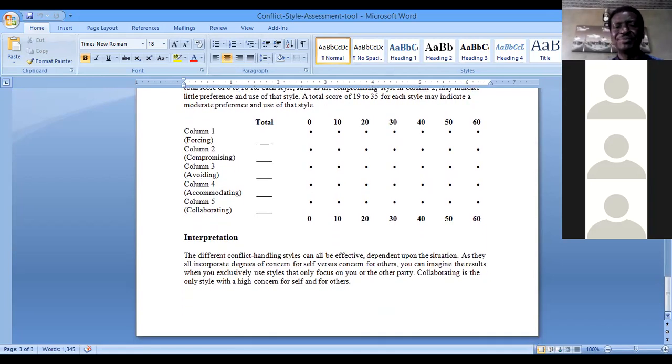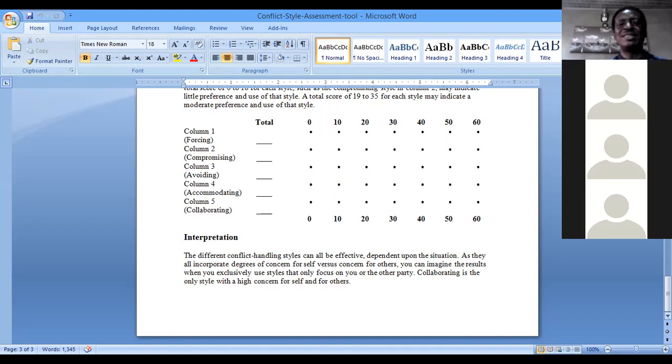So this is how it goes. By the time you collect your scores, please put column 1, forcing style. Okay, column 2, please put compromising style. Column 3, please write avoiding style. Column 4, please write accommodating style. Column 5, please write collaborating style.